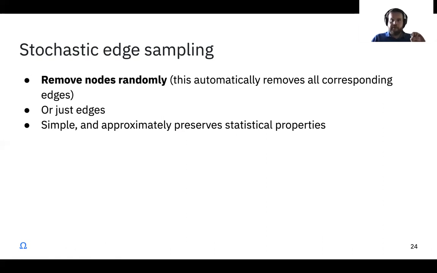So you leave the nodes as they are, and you just remove edges, because sometimes you can have enough screen real estate to display the nodes, but you might have all those little crossings that are annoying to look at, that are cluttered. So then you might just want to randomly remove edges. It's a very simple method, and it approximately preserves statistical properties, if you're doing the stochastics right, and if you are truly random in your selections of edges or nodes to remove.